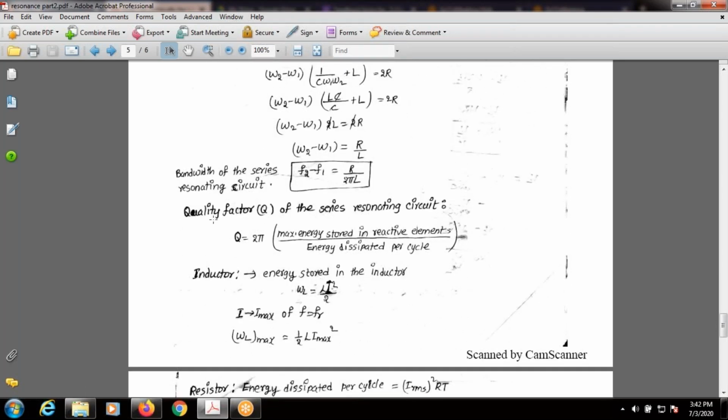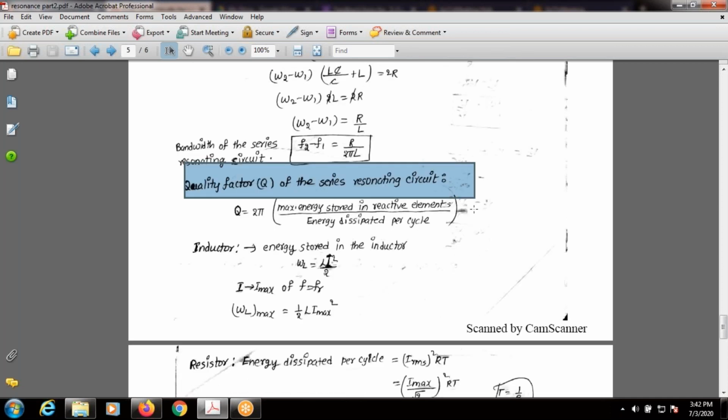Okay, now coming to the quality factor of the series resonant circuit. We already described it in the last class. What is meant by quality? Quality is a parameter to measure the efficiency of the capacitor as well as the inductor. These two are energy storage elements, so how much energy are they able to store per cycle, right? Here the quality factor is defined as 2 pi into the maximum energy stored in a reactive element divided by the energy dissipated per cycle. This is measured with respect to per cycle.